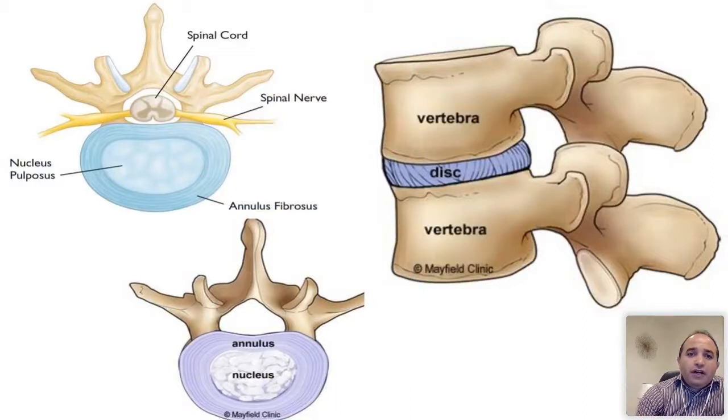This is a picture of the lumbar vertebrae. How it looks very big, and this is the intervertebral disc.